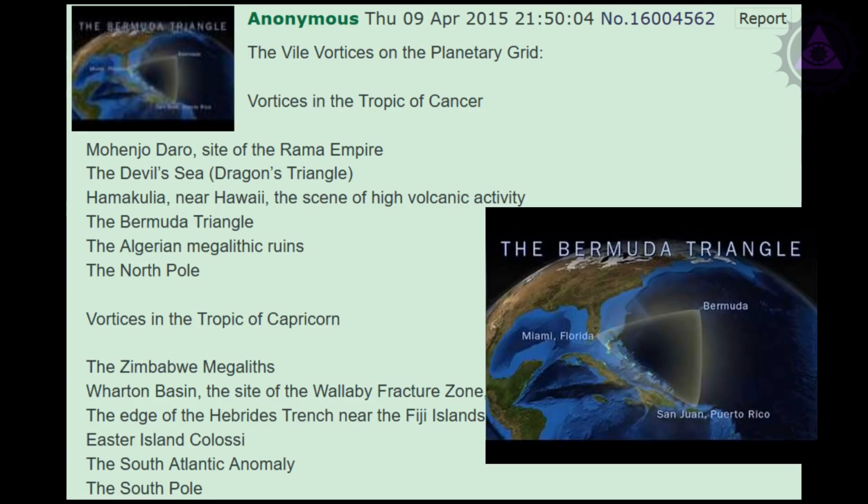Vile vortices on the planetary grid, vortices in the Tropic of Cancer. Mohenjo-Daro, site of the Rama Empire. The Devil's Sea, Dragon's Triangle. Hamakulia, near Hawaii, the scene of high volcanic activity. The Bermuda Triangle. The Algerian megalithic ruins. The North Pole, vortices in the Tropic of Capricorn. The Zimbabwe megaliths. Wharton Basin, the site of the Wallaby Fracture Zone, the edge of the Hebrides Trench near the Fiji Islands. Easter Island Colossi, the South Atlantic Anomaly, the South Pole.